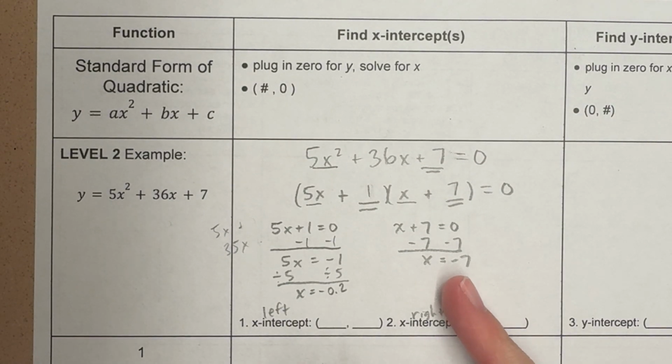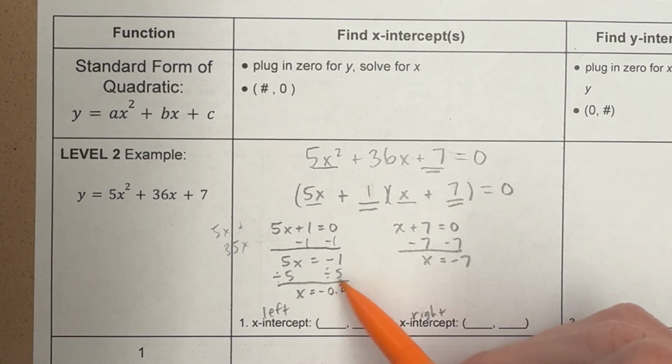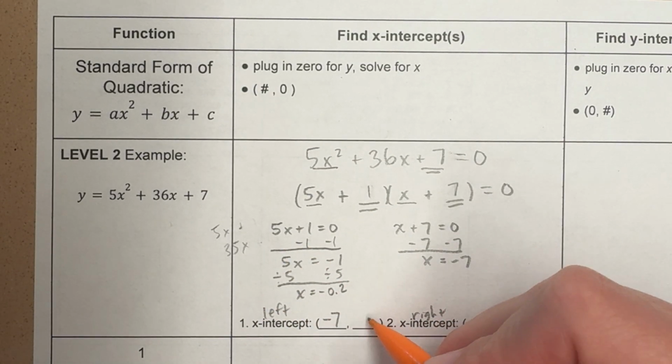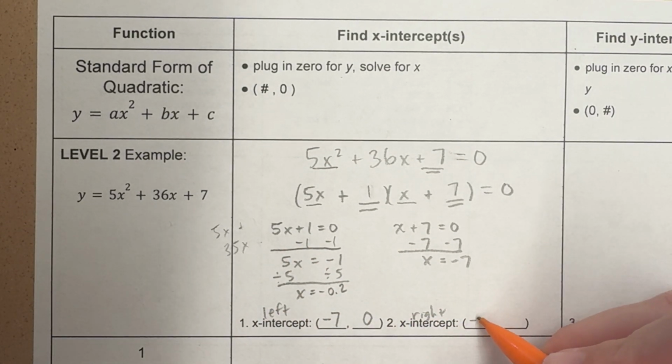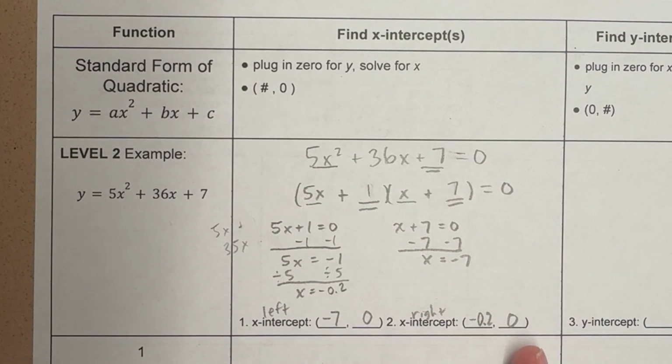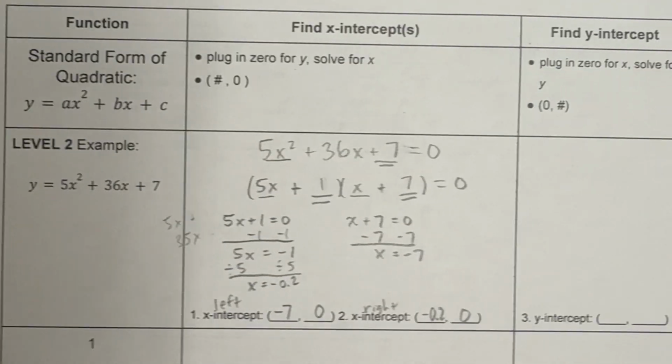The left one is actually negative 7, right? Like on a number line. This is really close to 0, and this is 7 units away from 0. So this one's actually on the left, negative 7, 0. And this one, negative 0.2, is on the right. And of course my y values are 0 because I plugged in 0 for y.